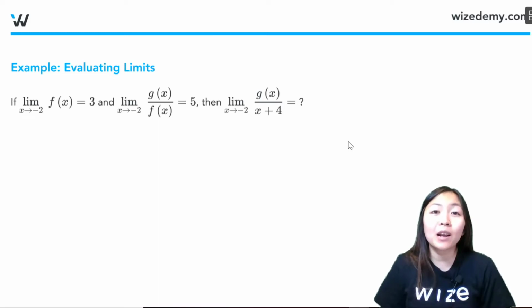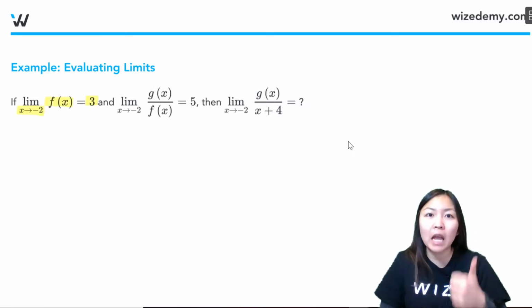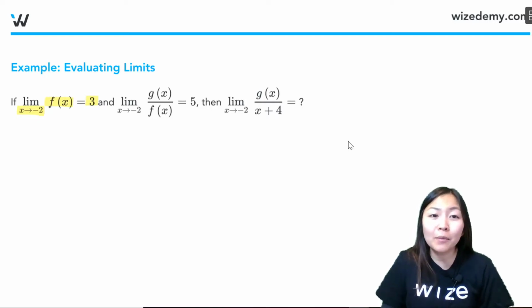Here we have a slightly more abstract example. So we are told that the limit as x approaches -2 of this function equals 3. So it exists, it's a finite number, great. And we're told that the limit as x approaches -2 of g of x divided by f of x is 5. Now we're asked to find this limit right here.